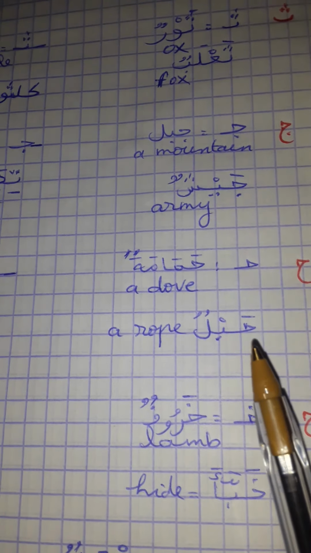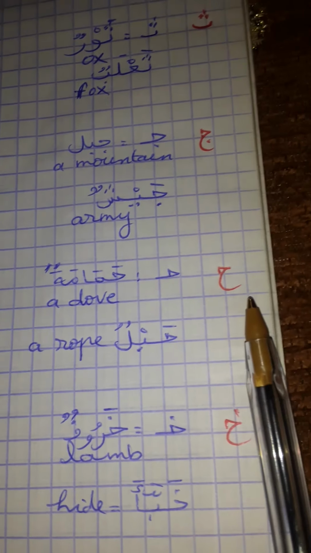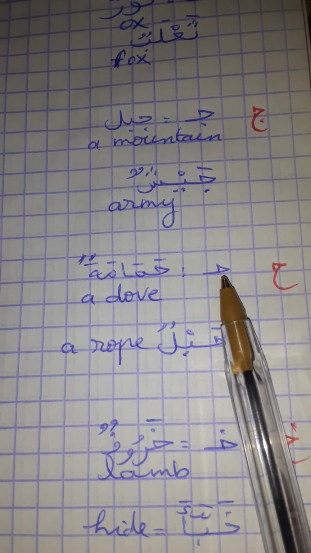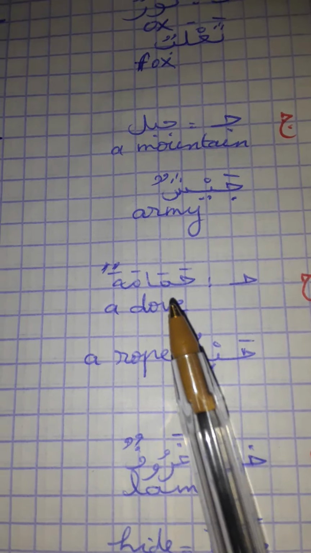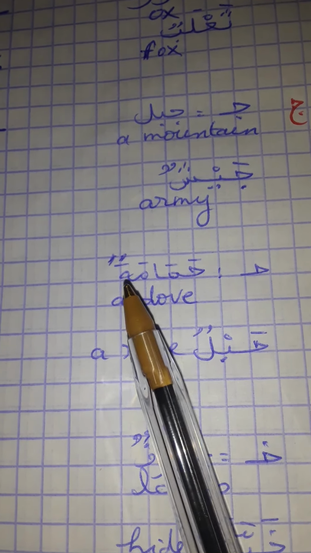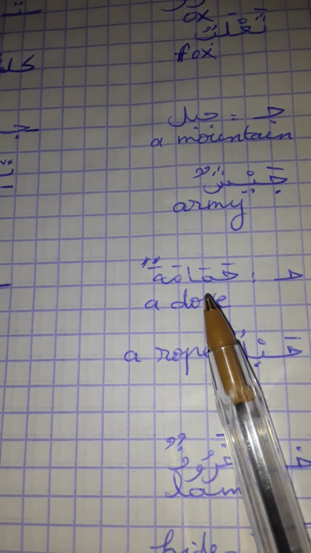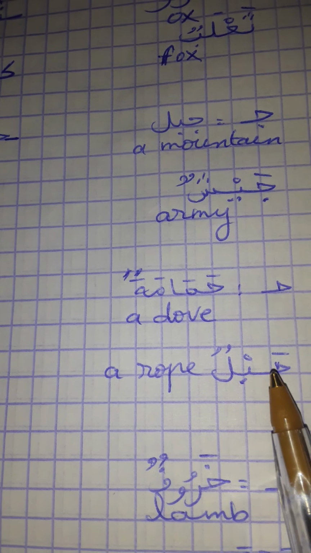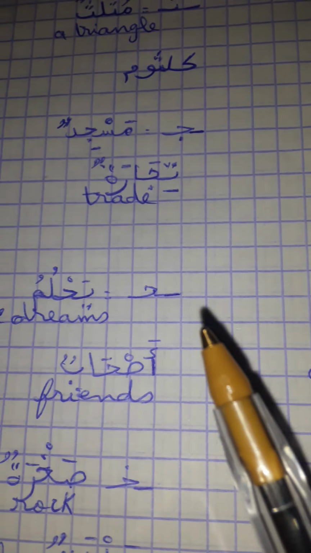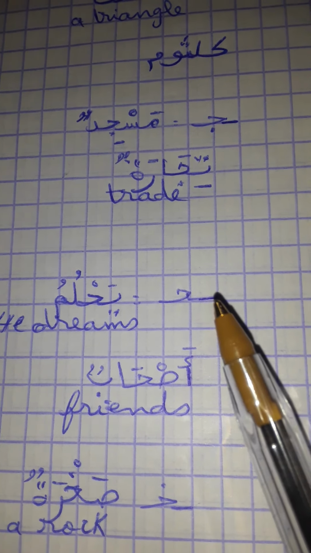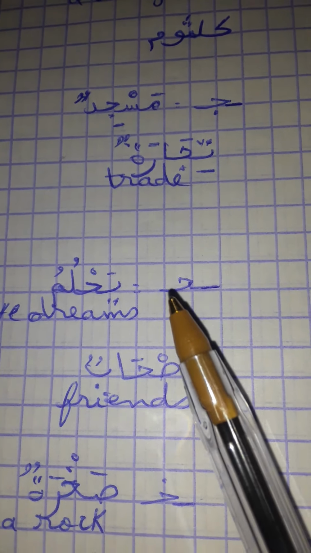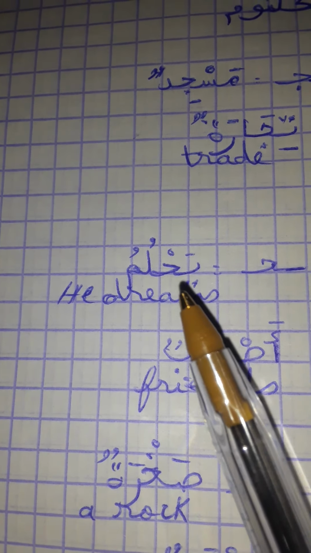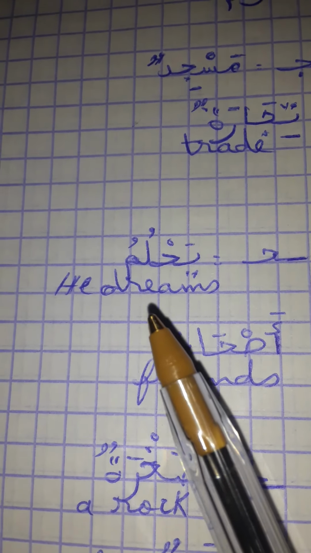Then we move to the letter ha, initial form like this. Example, حمامة, a dove. Another example, حبل, a rope. Okay. In the medial form, we draw the connecting line, then we draw the ha. Example, يحلم, he dreams.